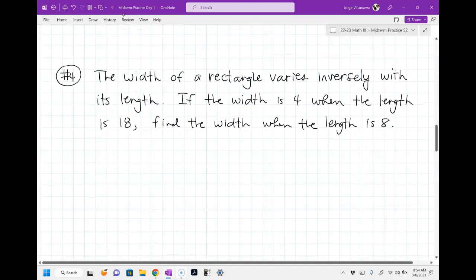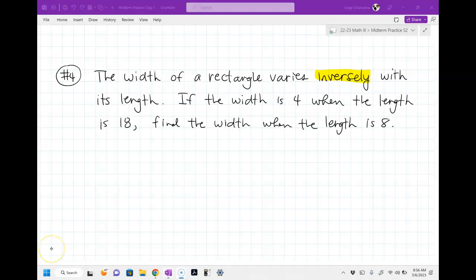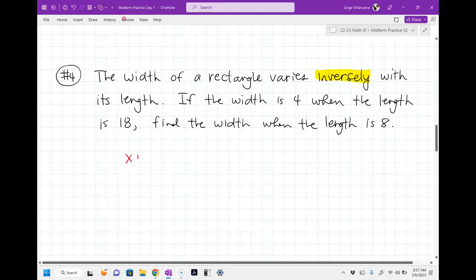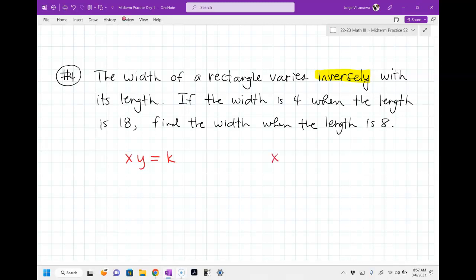So I'll give you a little bit of time. I'll pause the video. But notice this one is inversely, right? Inversely. So let me pause it and then we'll get to it. All right, so for this one right here, it is a word problem with inverse variation. We know it's inverse variation because they literally say inversely. So we're going to write the formula for it: xy equals k. Remember, you always write it twice because the first time you're solving for k, the second time you're solving for either your x or your y value.